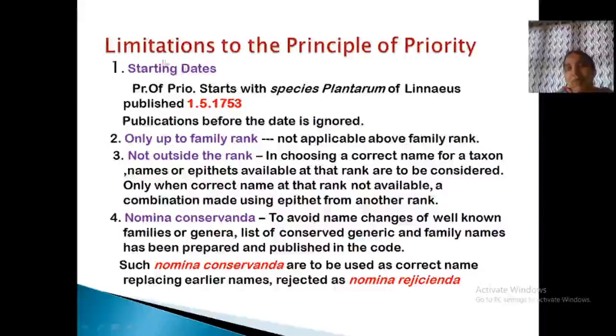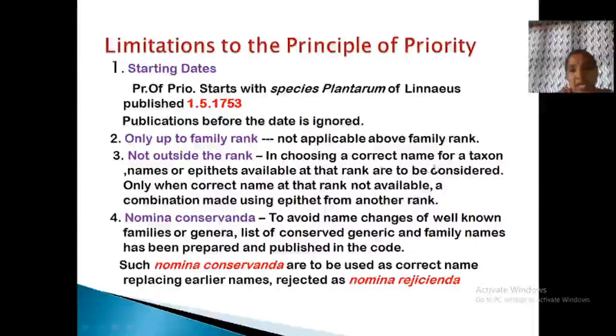Clear? What you studied in the last few slides is that the name published first is considered, that is, after Linnaeus published Species Plantarum on May 1st, 1753. Remember it. All the names published before are ignored. That is a very important limitation of the principle of priority. Another one: this is applicable only up to the family rank and not outside the rank.